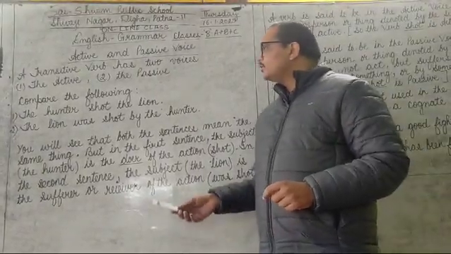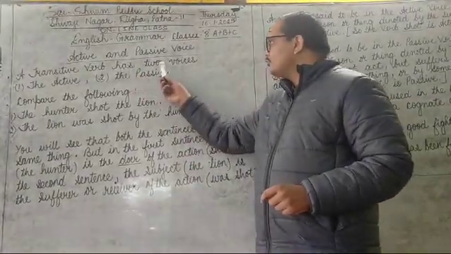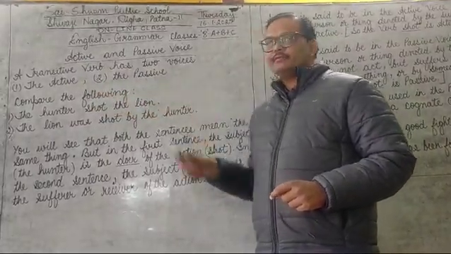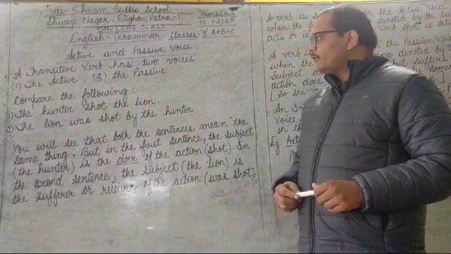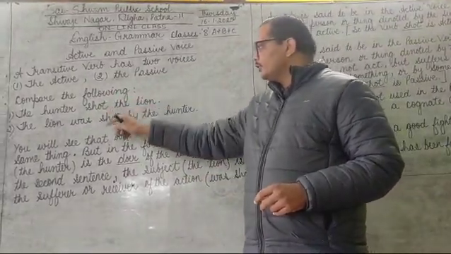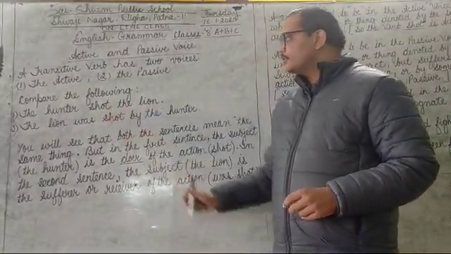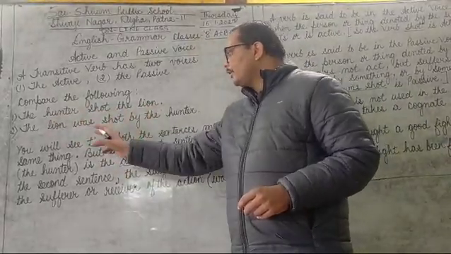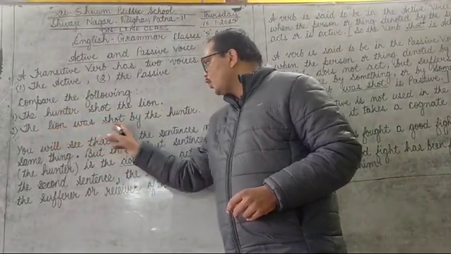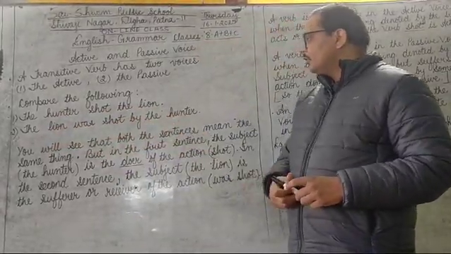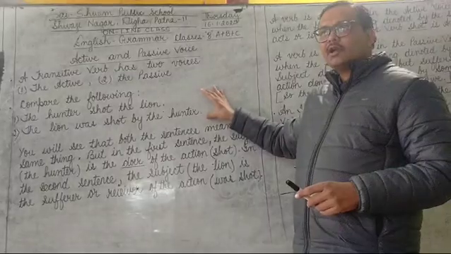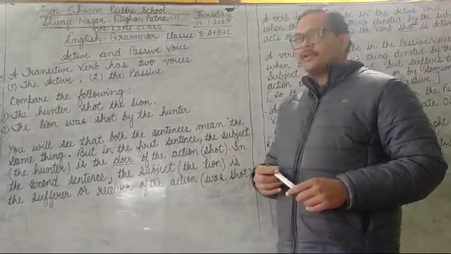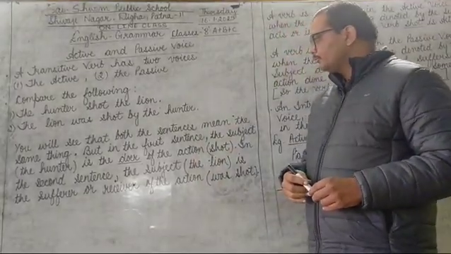So we all know that a transitive verb has two voices, the active and the passive. Now I have given you two sentences here. So let us see these two sentences. The hunter shot the lion, and the second sentence says the lion was shot by the hunter. Both these sentences have the same meaning, but the structure of the sentence differs.